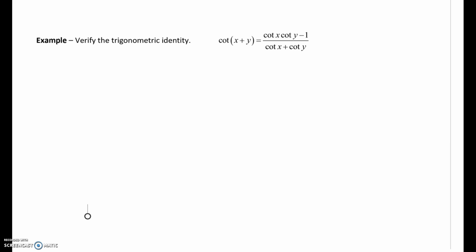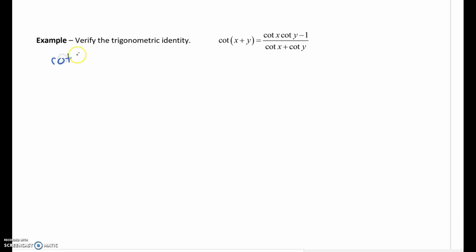So cotangent of x plus y equals, we're trying to verify this, cotangent x cotangent y minus 1 over cotangent x plus cotangent y. So we have a formula for tangent, but we don't have a formula for cotangent. So we're going to start with the left side, obviously.